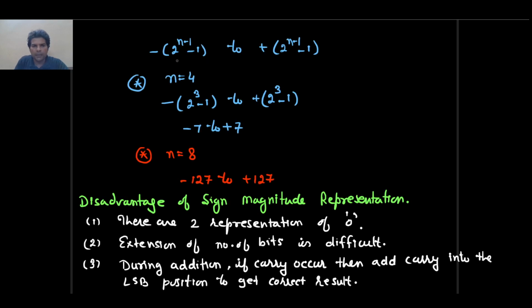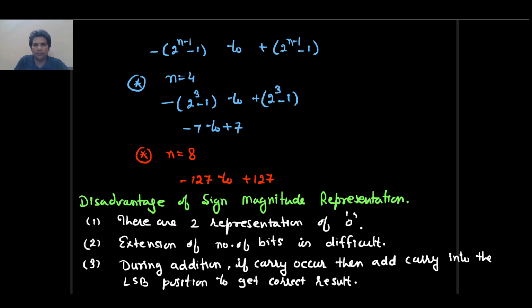So the range is, again I am writing, minus (2 raised to power n minus 1) minus 1 to plus (2 raised to power n minus 1) minus 1. Say n is equal to 4. So put n is equal to 4: 4 minus 1 is 3, so 2 raised to power 3 minus 1. 2 raised to power 3 is 8, minus 1 is 7. So minus 7 to plus 7.